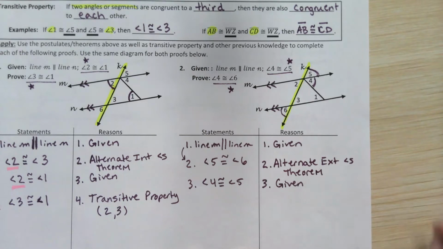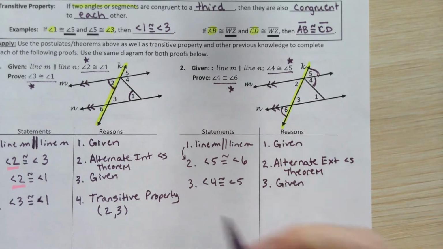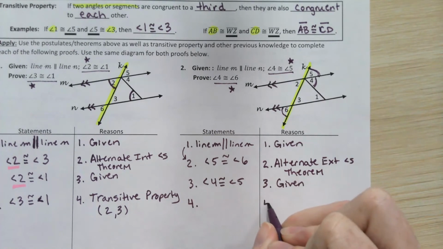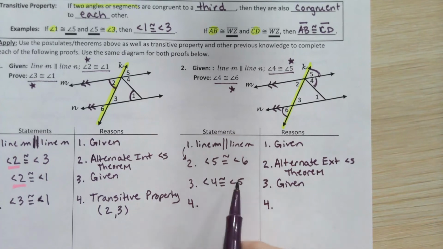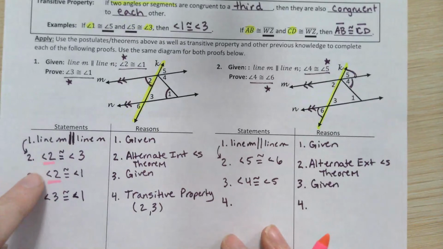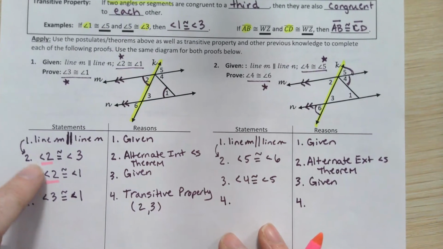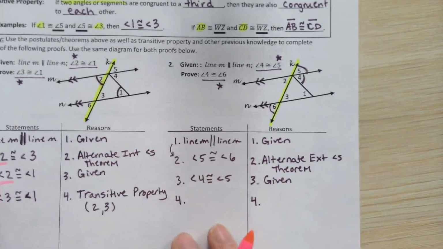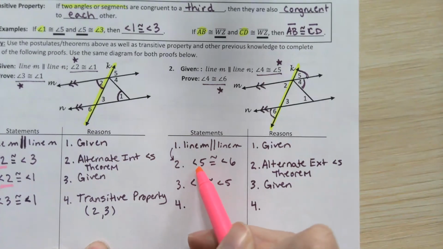Include that word theorem in your reason to make sure it's not just the angle type, but it's actually an official reason. Take a look this time. Do we end up with a set of matching angles like we did the last time? Last time they were up front in both statements. This time they're not both up front, but that's okay.